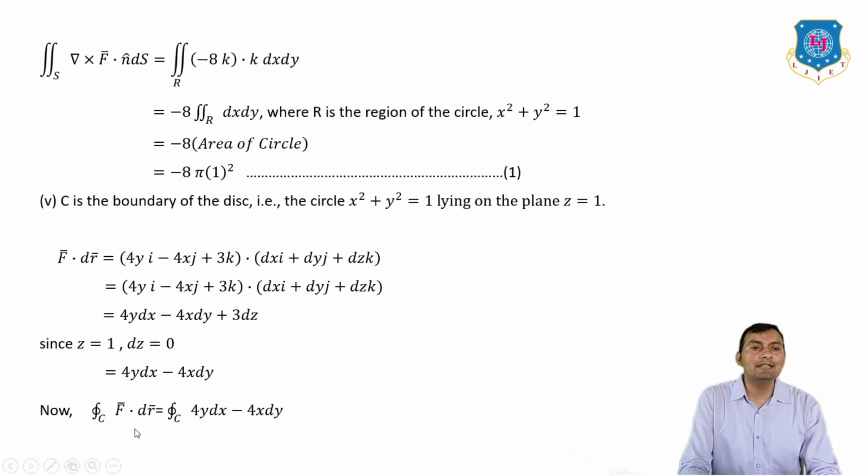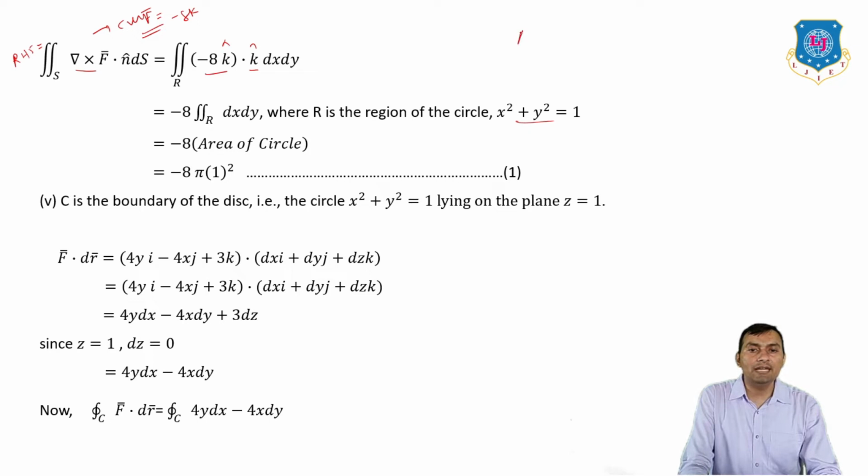Now substituting all these values in the Stokes formula, let us see the RHS of the Stokes theorem. Here we have obtained the curl of vector field F, which is minus 8k. We substitute it here, with n cap being k cap, and taking the dot product we get minus 8 times the double integration over the region R of dx dy, where R is the region of the circle.